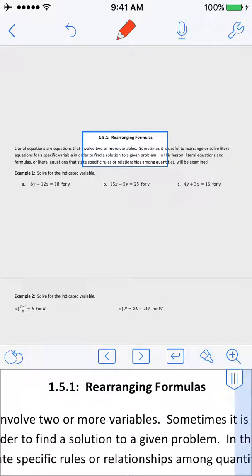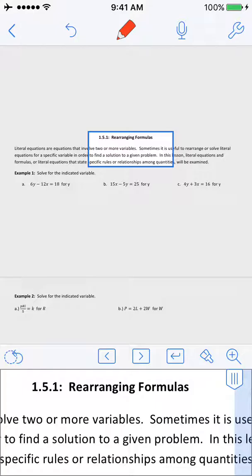Alright, section 1.5.1. Yes, we've skipped section 4. Section 4 is about parameters. We've talked about parameters a little bit, so we're just not going to talk about it. We're going to skip on to 1.5.1, rearranging formulas.